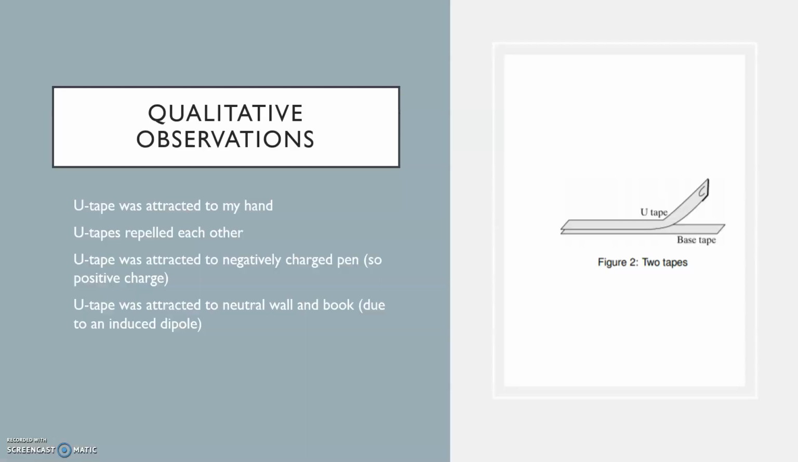To create a charged U-tape, I first cut a 20 centimeter piece of tape and laid it on my desk, creating a base tape. I then cut another 20 centimeter piece of tape, laid it on top of the base tape, and then ripped it off to create a charged U-tape. I observed that the U-tape was attracted to my hand, whereas the U-tapes were repelled by each other. The U-tape was attracted to a negatively charged pen, so it had a positive charge, and the U-tape was attracted to a neutral wall and book due to an induced dipole being formed.